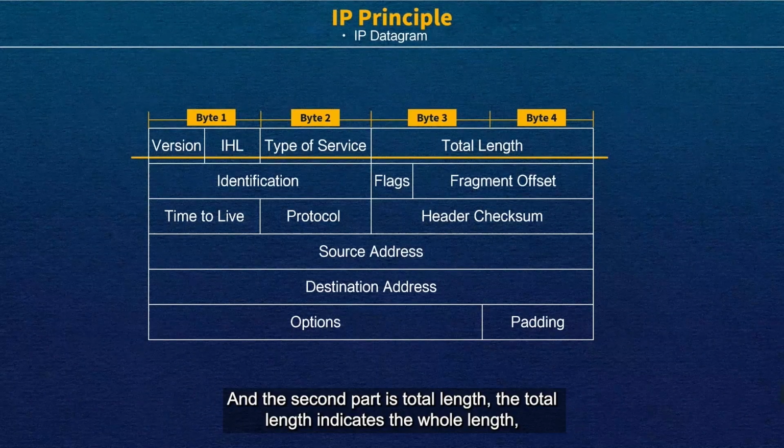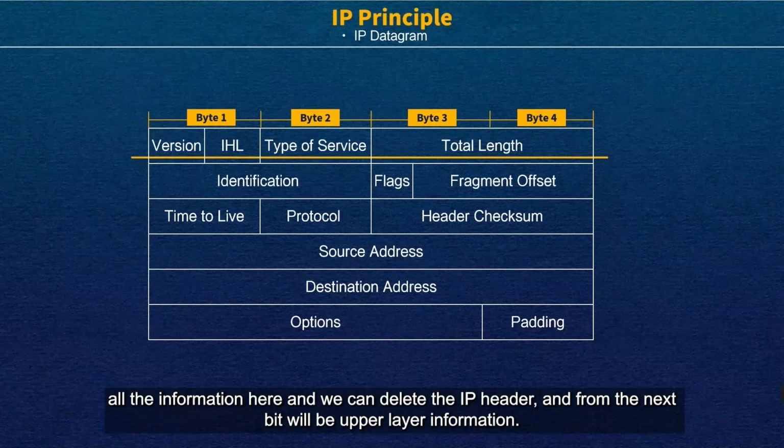And the next part is the total length. The total length indicates the whole length of all the information here, and we can remove the IP header, and from the next bit is the app layer package.